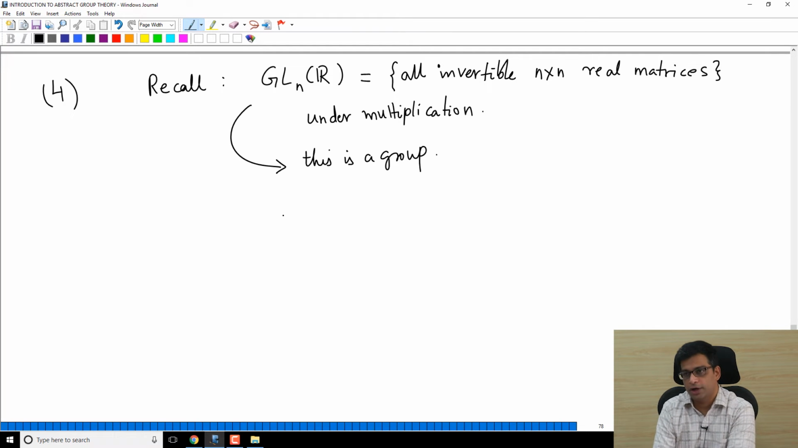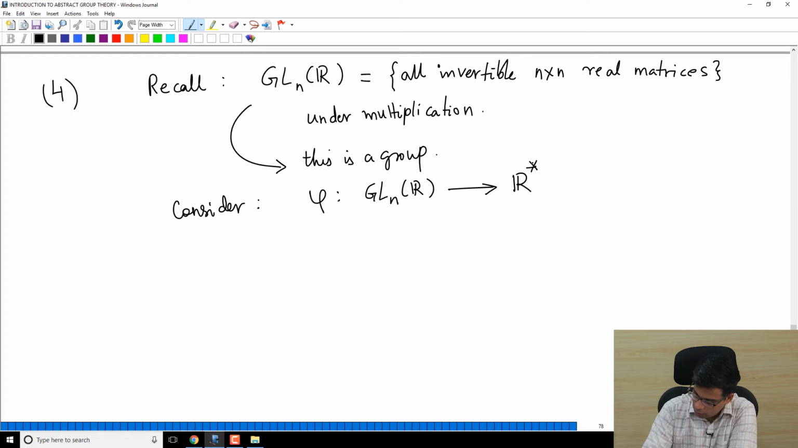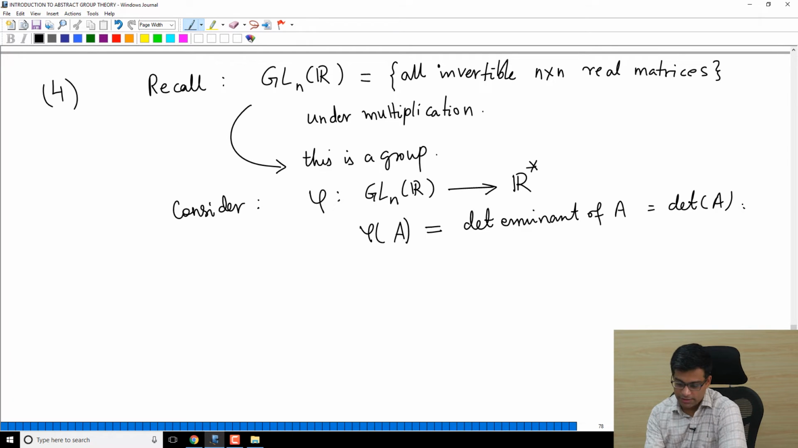Now we all know what determinants are. So I consider the determinant function. Let's take phi from GL_n(R) to the non-zero real numbers. I take a matrix A and define phi of A to be the determinant of A, which is simply written det A. So det is the function which sends A to the determinant of A. This is a function. So is phi a group homomorphism?